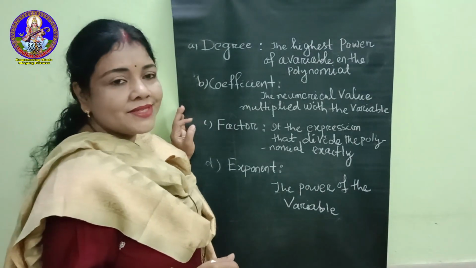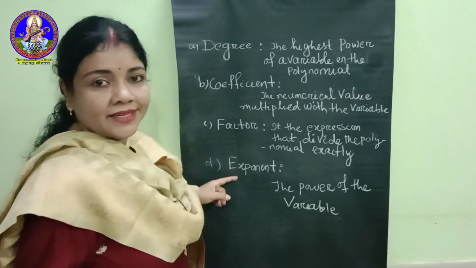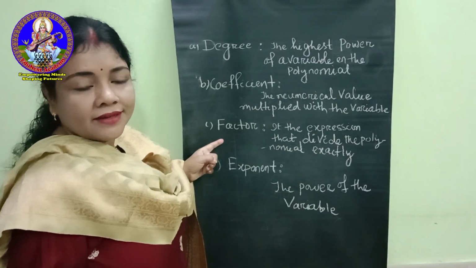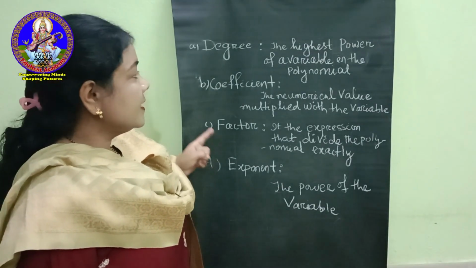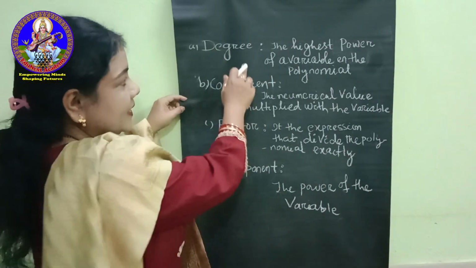Let us now discuss degree, coefficient, factors and exponent. These are four very basic, very important things that are required to define a polynomial. Okay. So what is a degree?